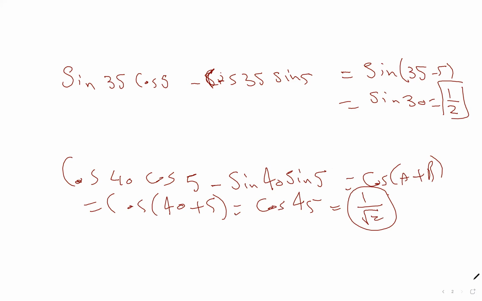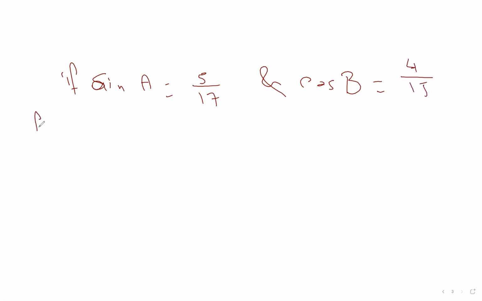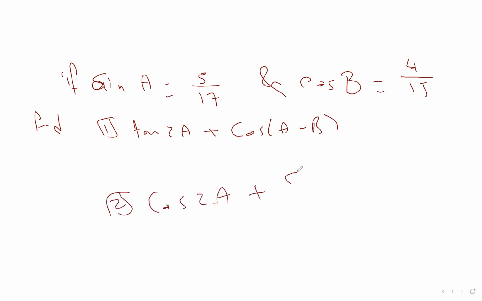I'll give you an example like the previous one. If sine A equals 5 over 17 and cosine of another angle B is 4 over 15, find number 1: tan 2A plus cosine(A minus B). Number 2: cosine 2A plus sine(A plus B). I'll give you 3 minutes to solve them, okay? Yalla, I'm waiting.